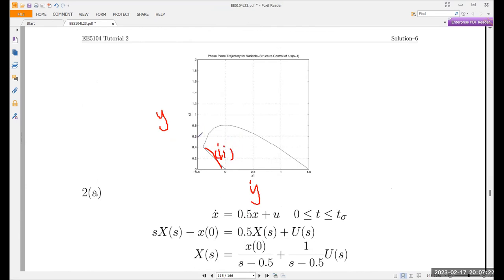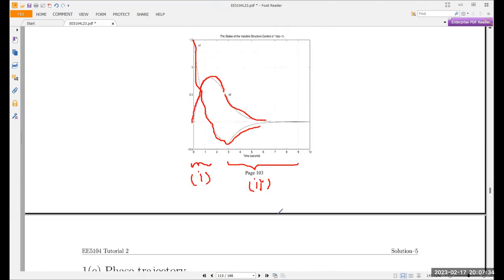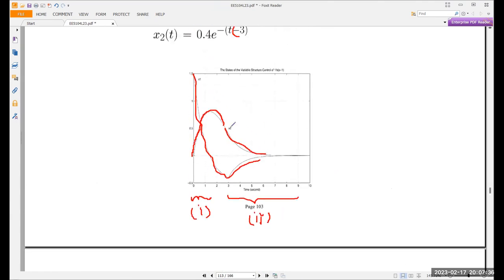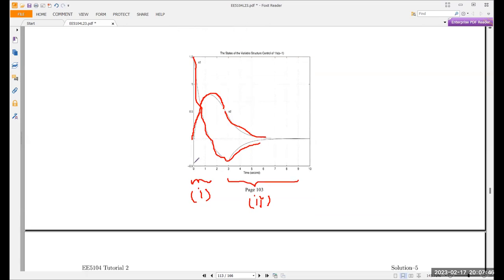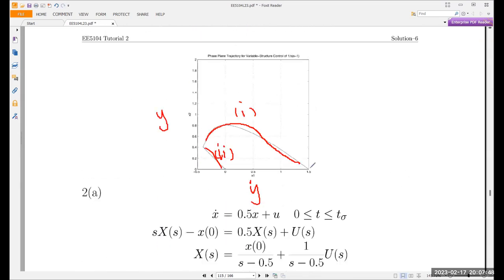All right, this line part will be part one. This is obtained, the x1, x2 pair is obtained from here. You just look at t equal to 0, x1 is 1.5, x2 is 0, so you get one pair. So 1.5, 0, you get one pair.